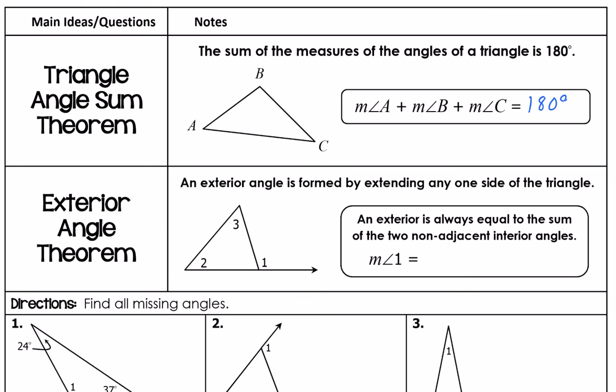Now what the exterior angle theorem says, first off, the exterior angle is the angle formed by extending one of the sides of the triangle out, making a straight line. Whenever you do this, you have your exterior angle on the outside and two remote interior angles, which are the two angles that are not attached to the exterior angle. The exterior angle is always equal to the sum of these two remote interior angles.